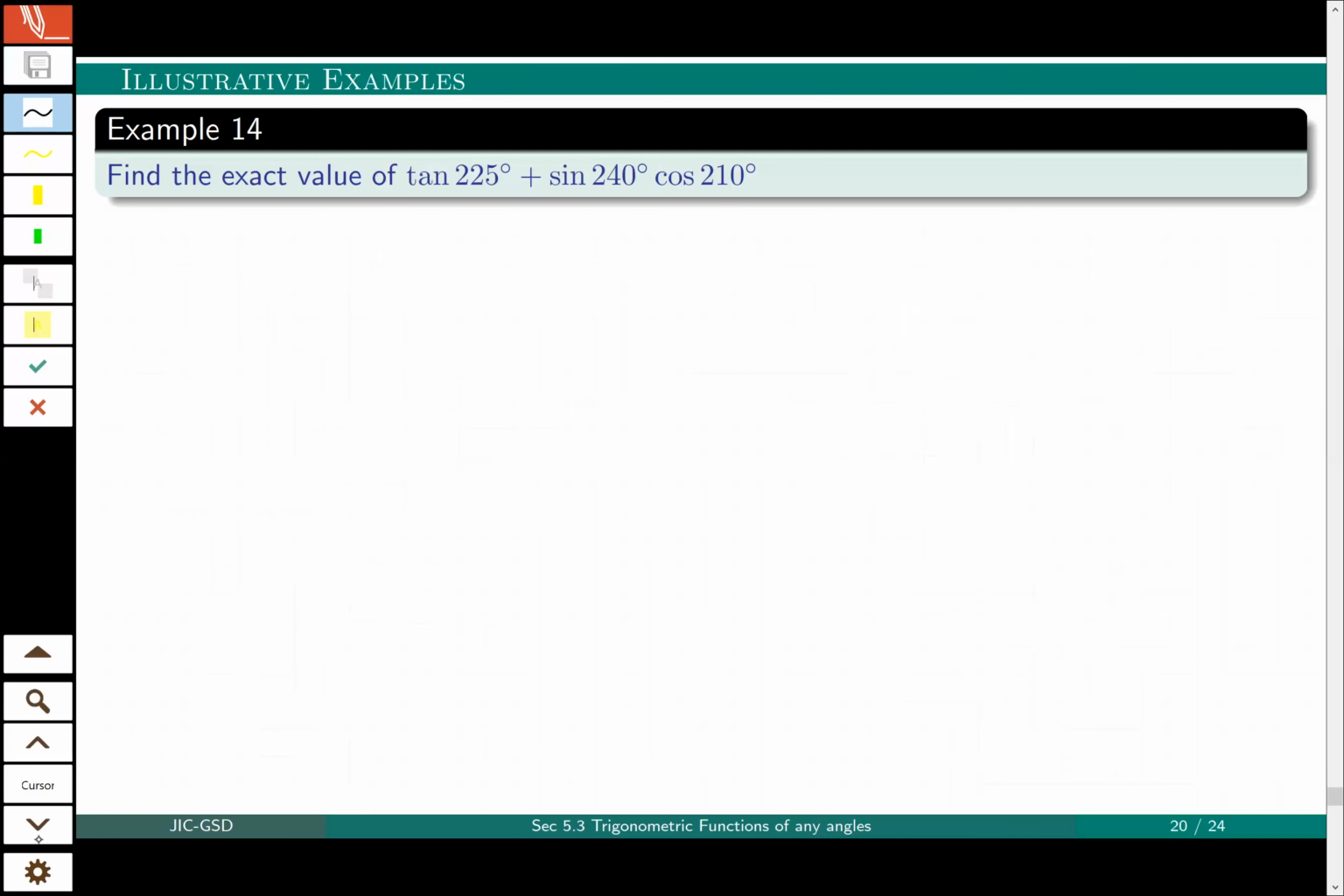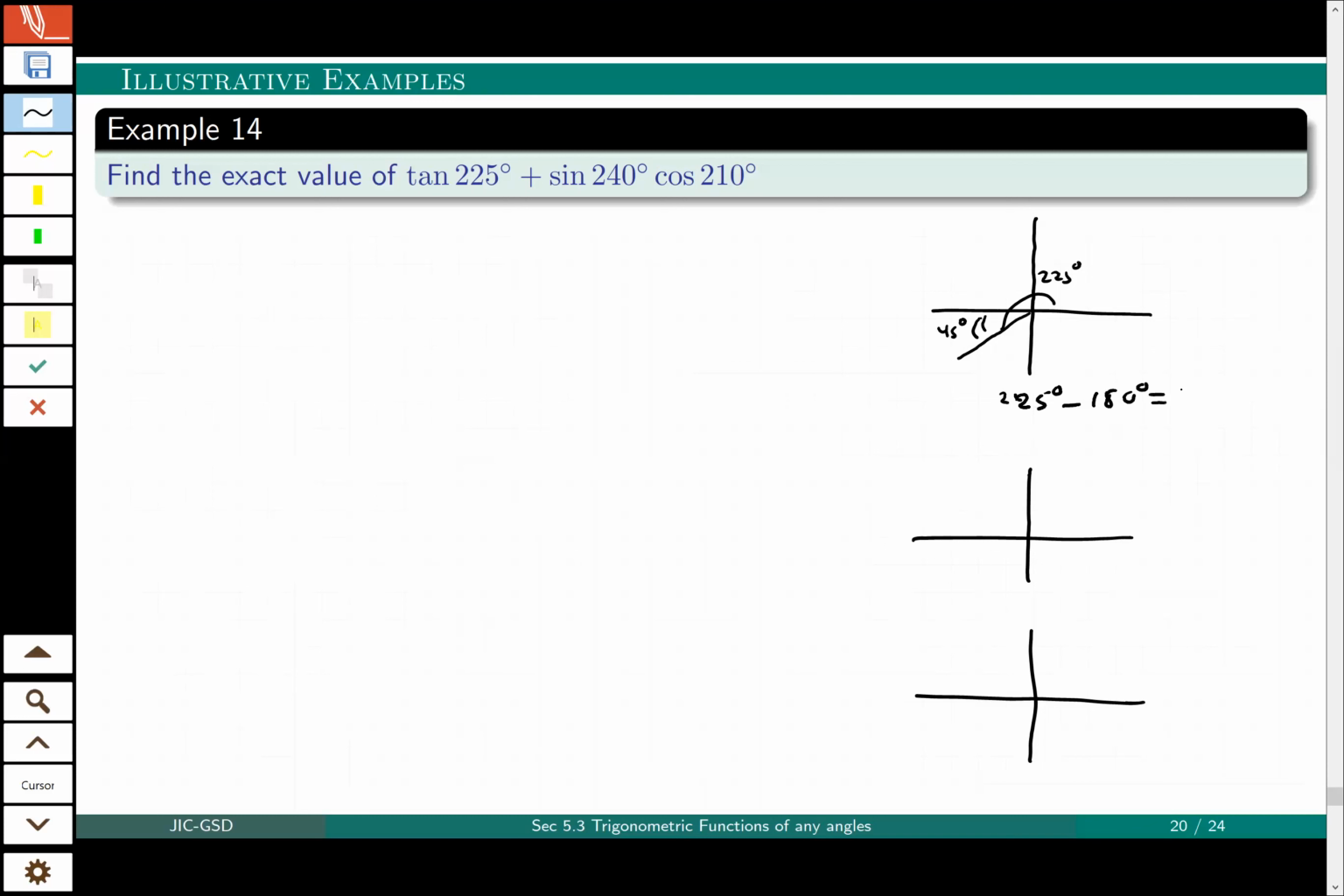Now, we have 3 angles. We have to find each one of them in which quadrant. This is the first, that's the second, that's the third. These are part of the solution, so you must draw it in the midterm exam. 225 is in quadrant number 3. Reference angle, what is it? 45. How did we get it? It's 225 minus 180, which is 45. That is the reference angle.